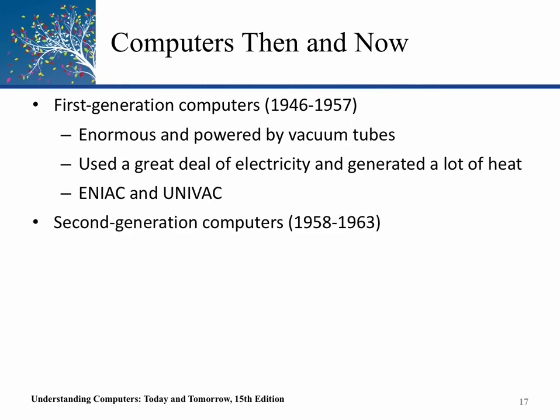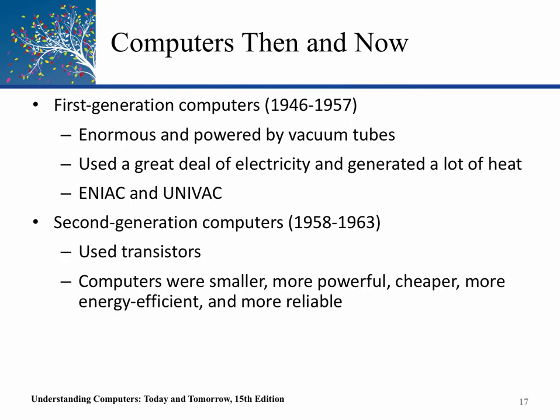Moving on to the second generation, we'll classify this as 1958 to 1963. So the second generation is when we started to see transistors. We found that computers were smaller, more powerful, more affordable, more reliable, and more energy efficient.